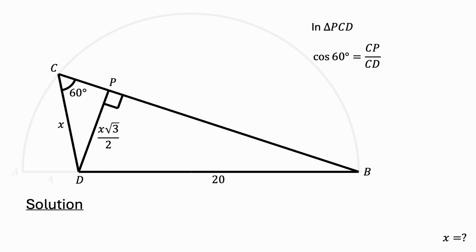Similarly, cosine 60 degrees equals CP over CD. Since cosine 60 degrees equals half, we have CP over x equals half. So, CP equals x over 2.